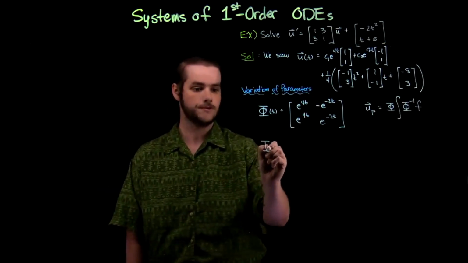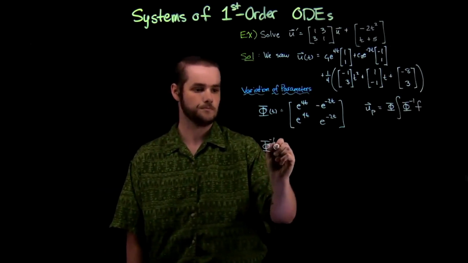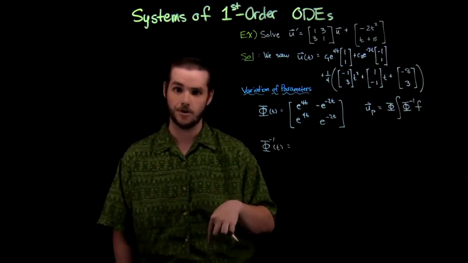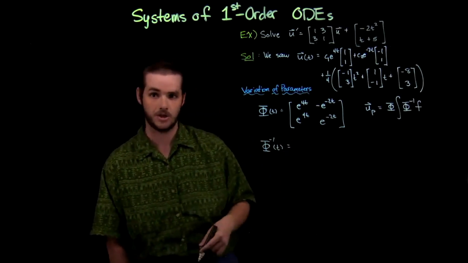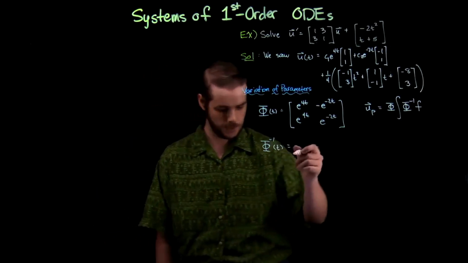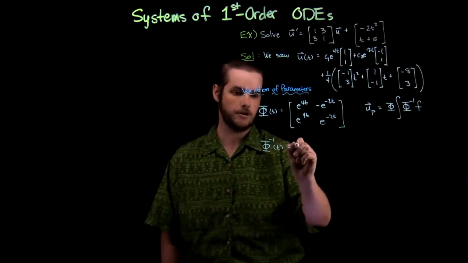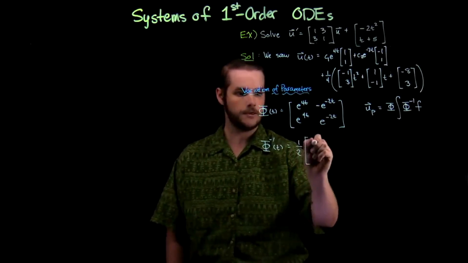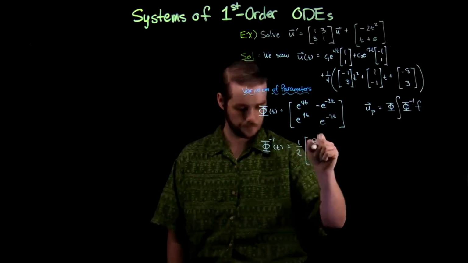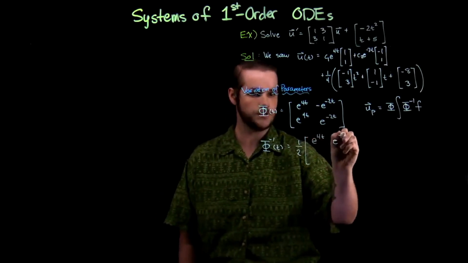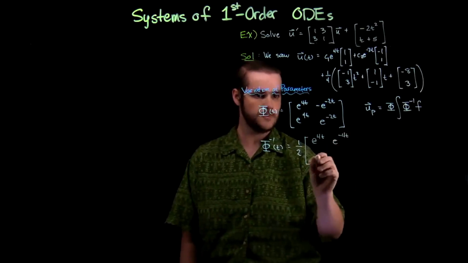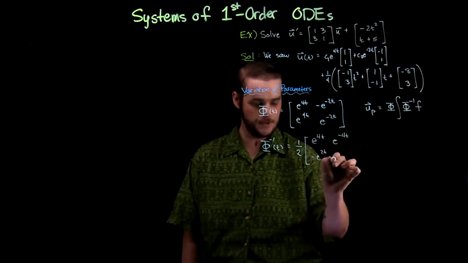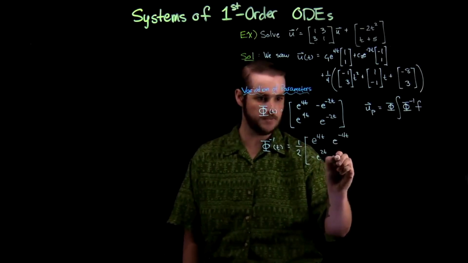First of all, phi inverse is, and if you need a quick refresher, by the way, I've linked a good video on how to compute the inverse of a matrix down in the description here. But it ends up being, for our problem, 1/2 times the matrix with entries e to the 4t, e to the negative 4t, negative e to the positive 2t, and e to the positive 2t.